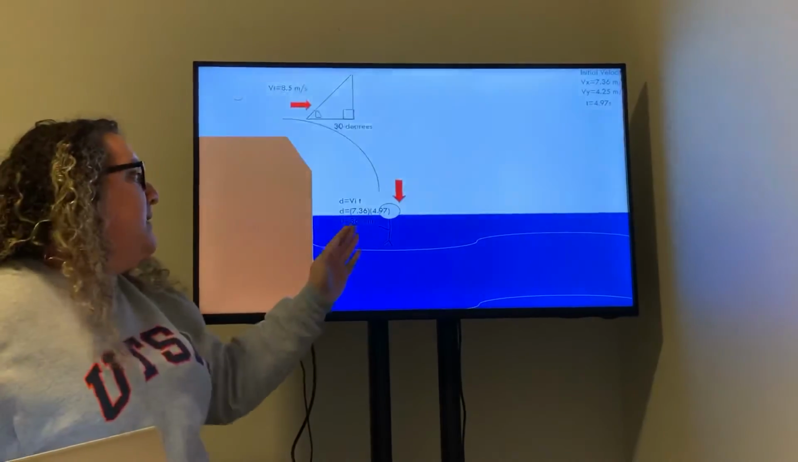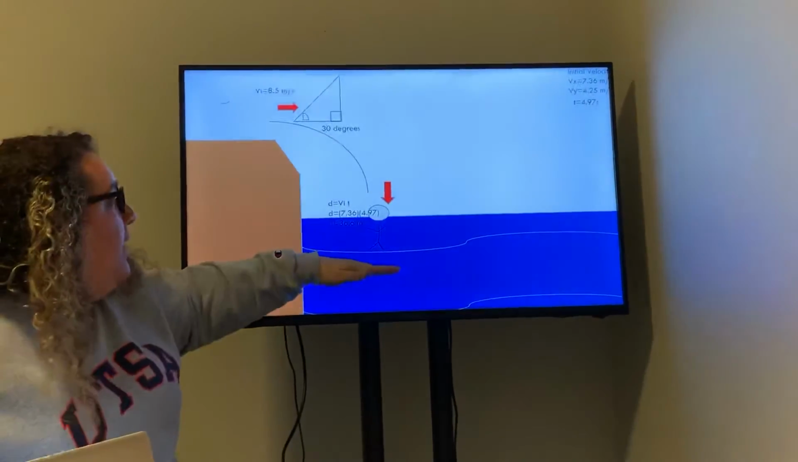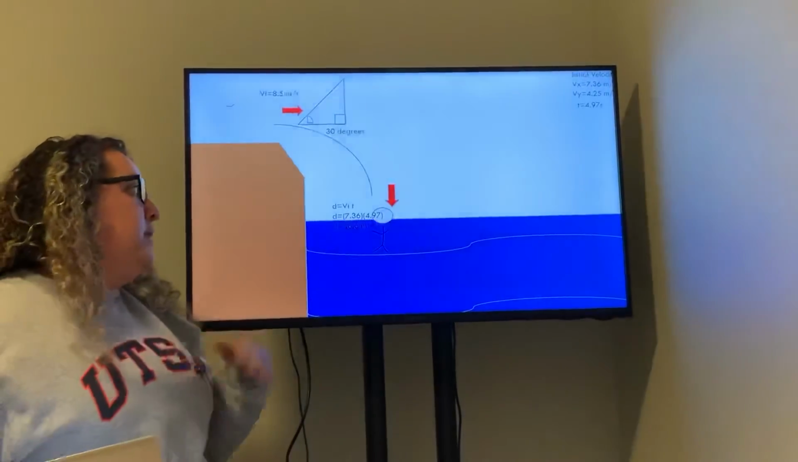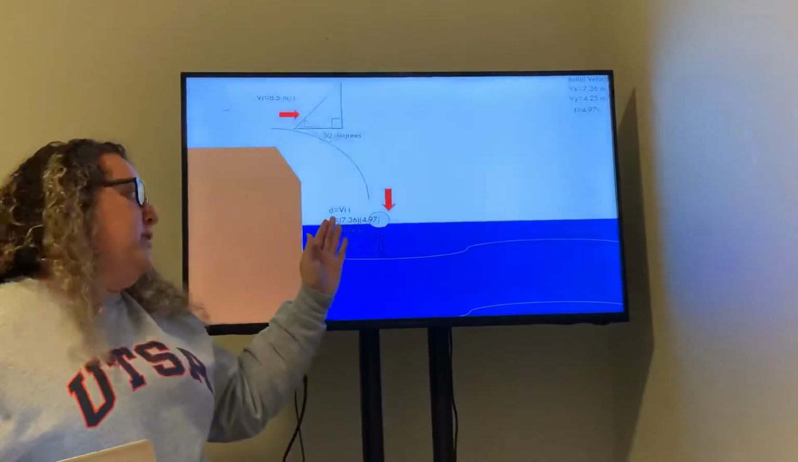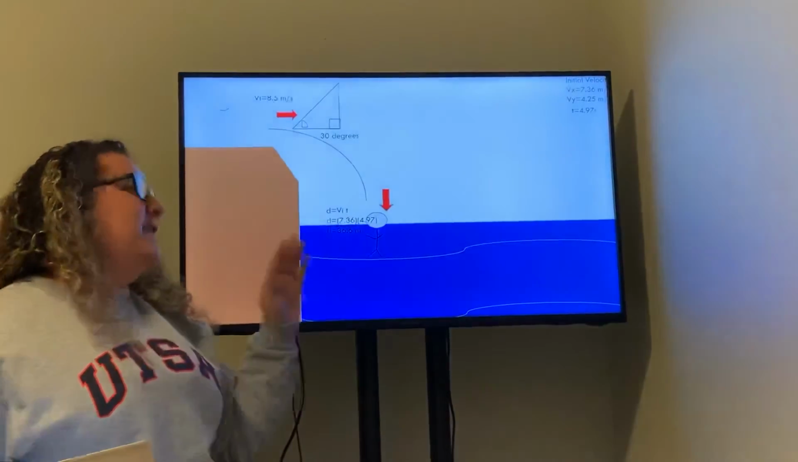Now we want to find our distance, which is how far the person went from the start to the end. You use a different equation, and you get 36.6 meters.